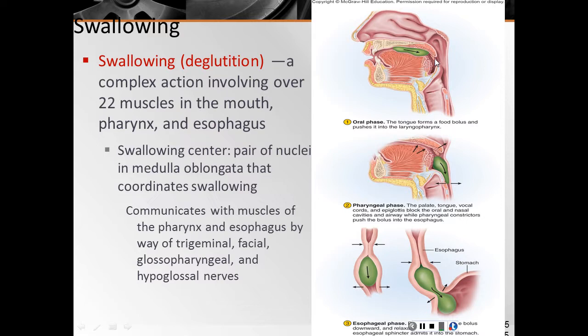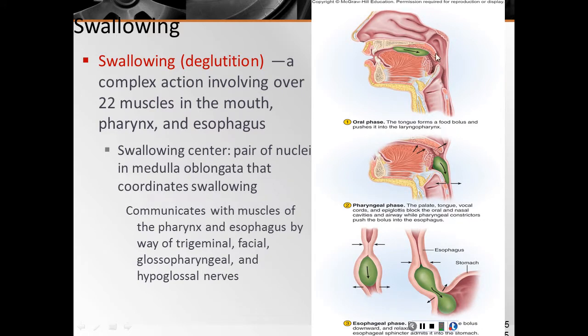and when the bolus reaches a critical size, the epiglottis, which you have here, is going to tip posteriorly, and the food bolus will slide around it through a space on each side of the glottis. So you notice here in this first diagram, we notice that the epiglottis is up.